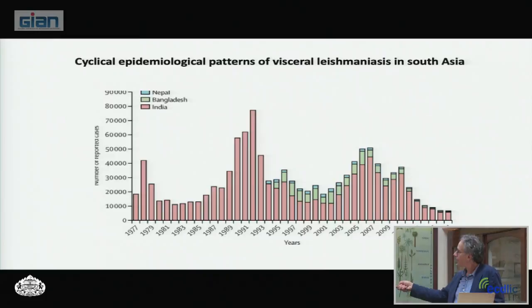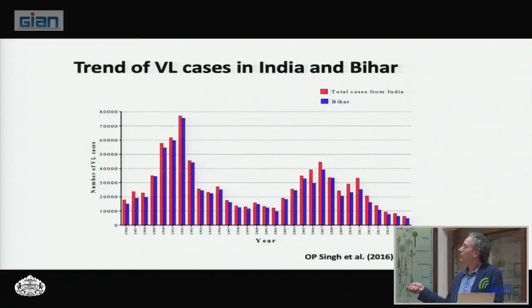I do want to emphasize that these are the reported cases. It's a reportable disease, but they've done studies, and the understanding is that they're reporting less than 25% of the actual cases. So the real number is at least four times larger. This is the trend of VL cases in India and Bihar. This makes the point that the vast majority of cases in India are found in the endemic zones in Bihar state.